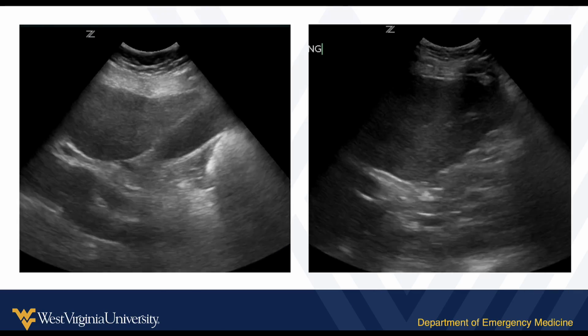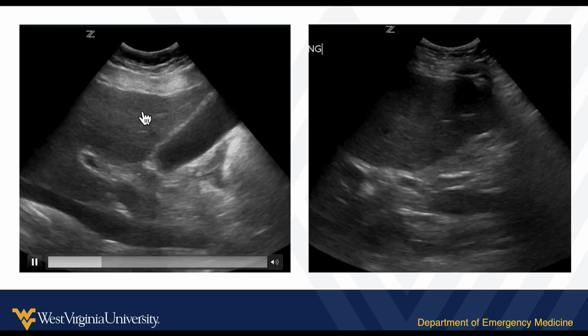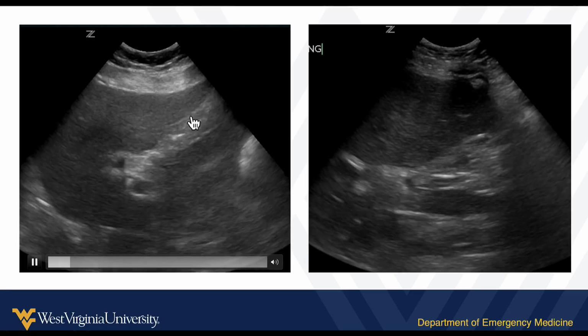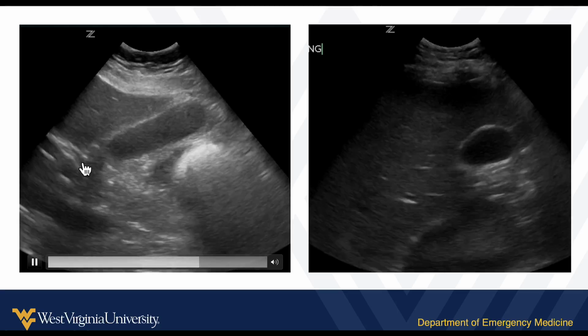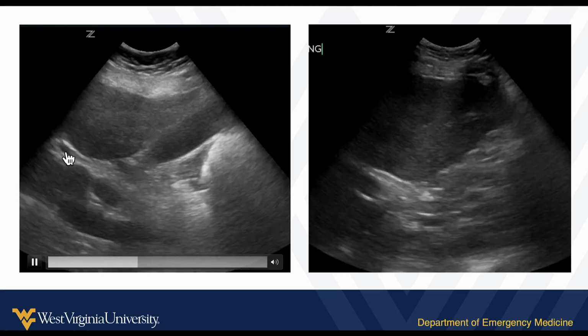These are just some normals. Again, pointing out the landmarks. You see the liver tissue, we see the gallbladder. We want to image it from the fundus all the way down to the neck, and then here we see the portal vein. And remember, if you're looking for the bile duct, just find the portal vein and you'll be in the right neighborhood.